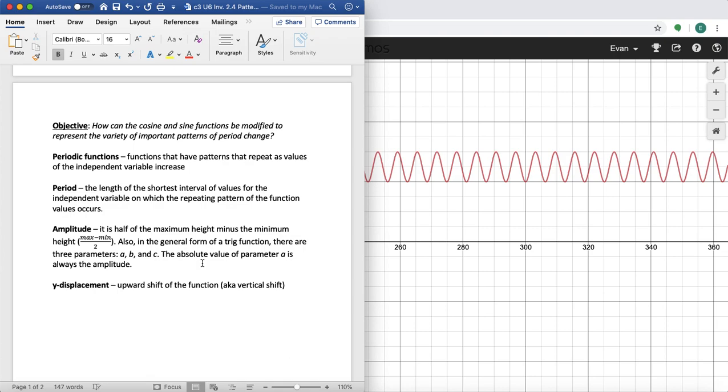Now, the period of a periodic function is the length of the shortest interval of values for the independent variable on which the repeating pattern of the function value occurs. I butchered that. Let me say that again. The period of a periodic function is the length of the shortest interval of values for the independent variable on which the repeating pattern of the function values occurs.